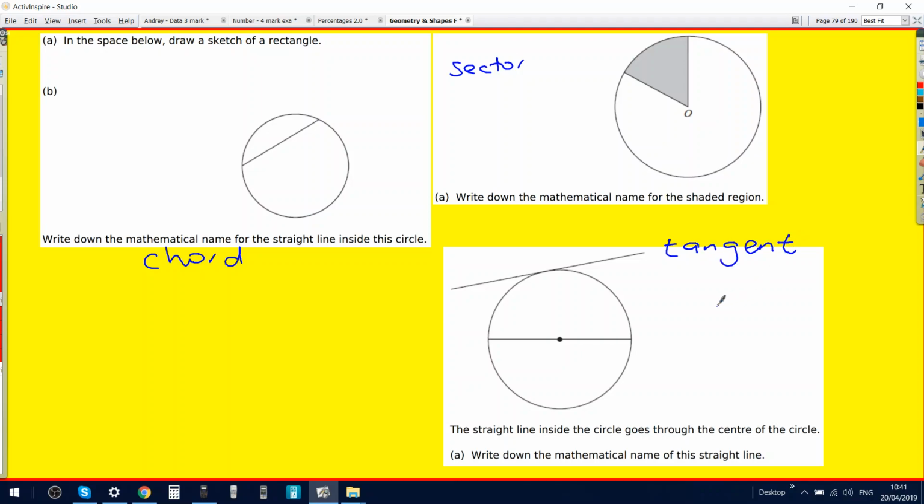Write down the straight line. So it's not circumference. What is it? It's not the radius. Is it this? It's not the circumference, is it? Circumference is this round. Diameter. Correct.